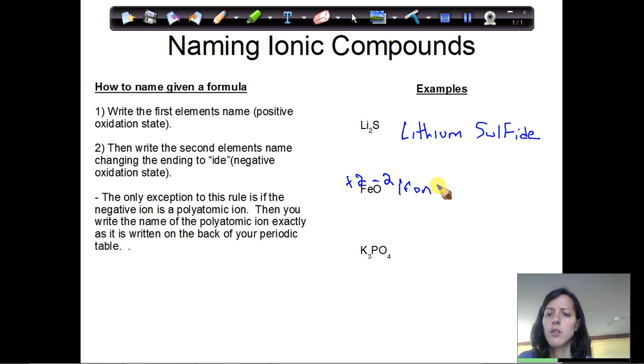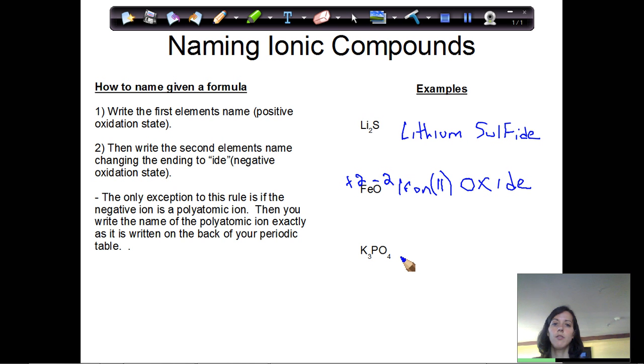So we are going to write in parentheses iron 2, as this ion is specifically the iron 2 ion. It is not the iron 3 ion. And then we are going to name oxygen, and we're going to change the ending to "ide," so it becomes oxide. So this compound is called iron 2 oxide.